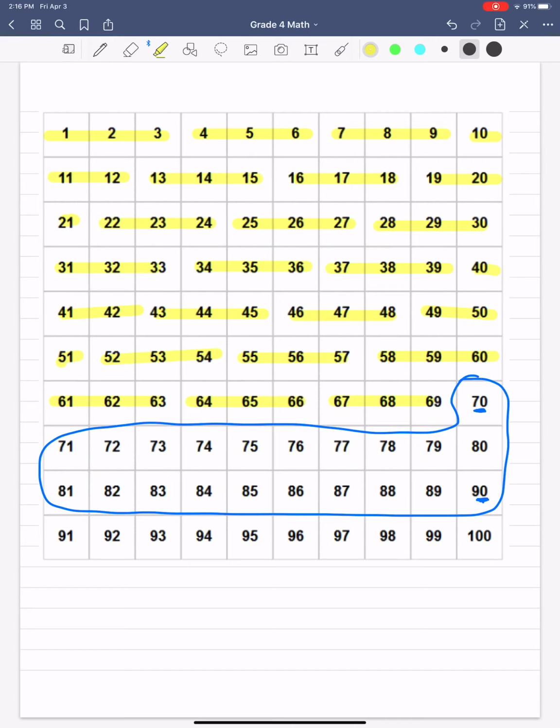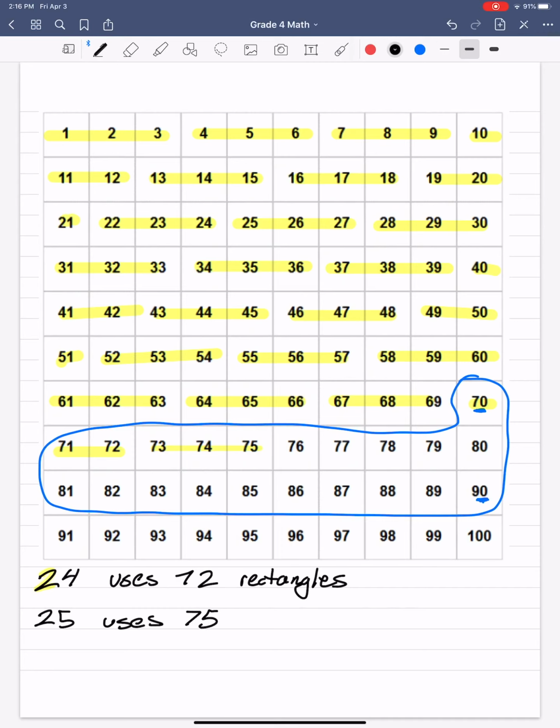entering the blue zone. So in order to get 24, I need to go 70, 71, 72. So that would be 24 kaleidoscopes if we used 72 rectangles. So I'm just going to write that down. 24 uses 72 rectangles. What else could we do? Let's add another one. So now we have 25, which uses 75 rectangles.